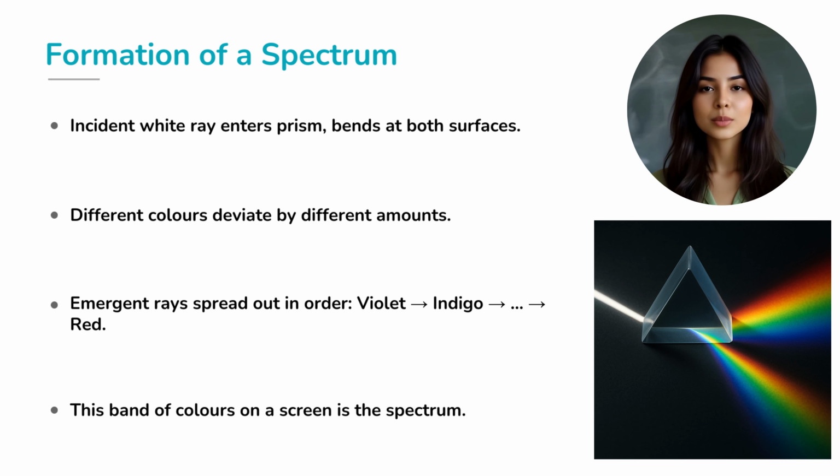By the time they emerge, violet is at the bottom, red is at the top, and all the other colors line up in between. When these rays fall on a screen, we see a beautiful band of colors, the spectrum. This is literally a rainbow you can create on your desk with a prism.